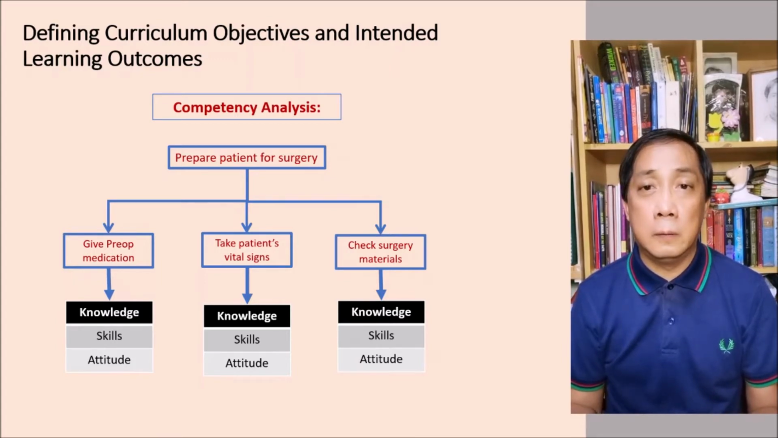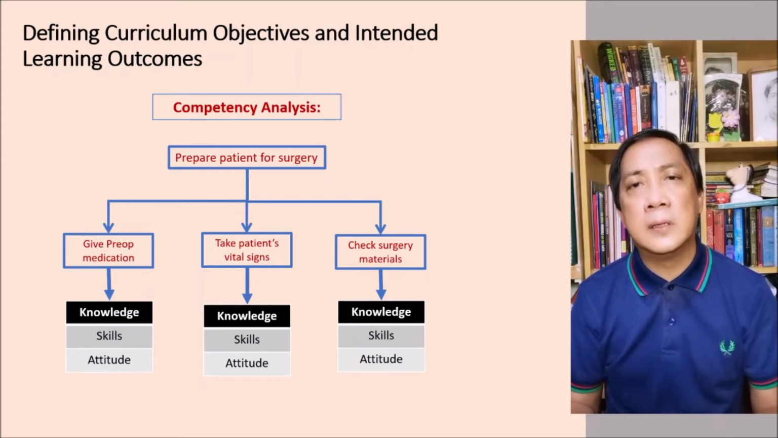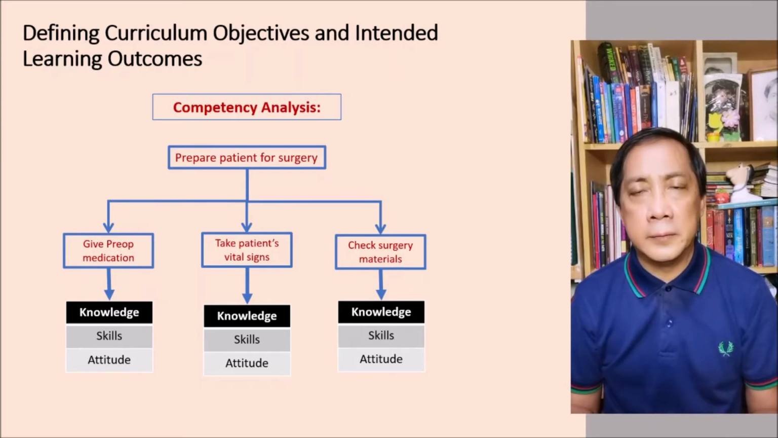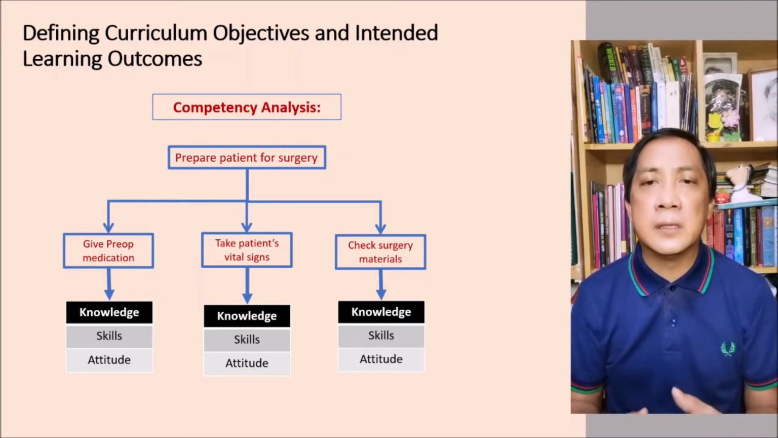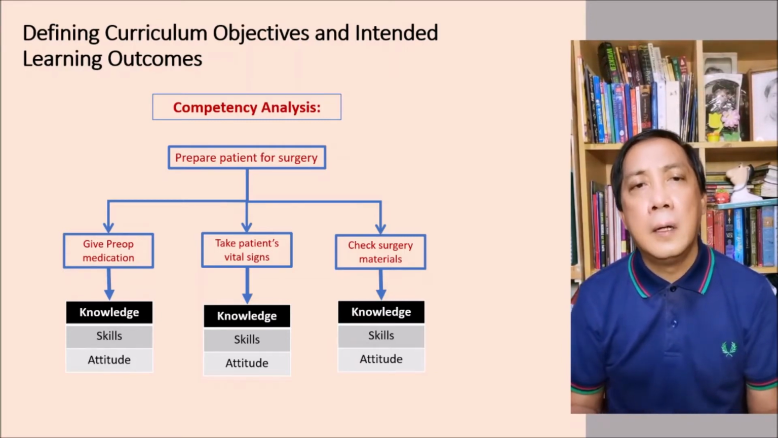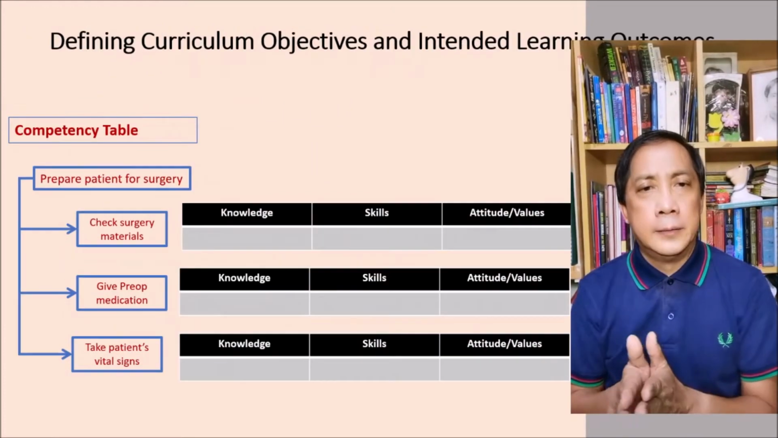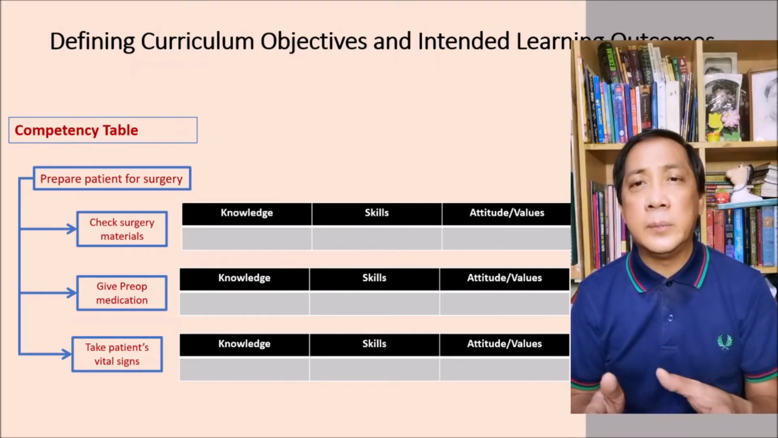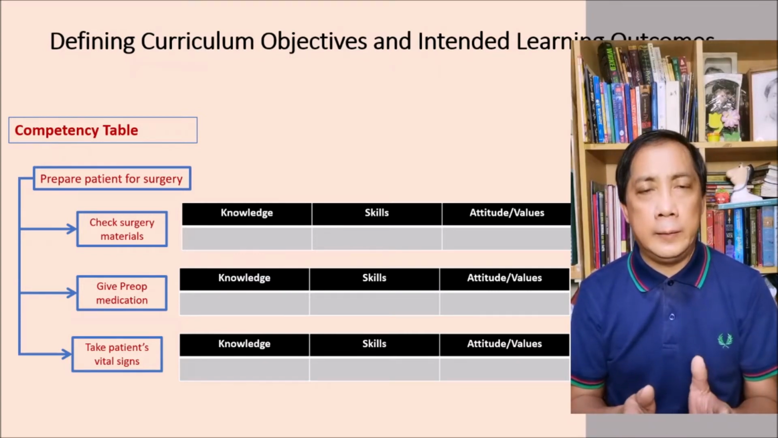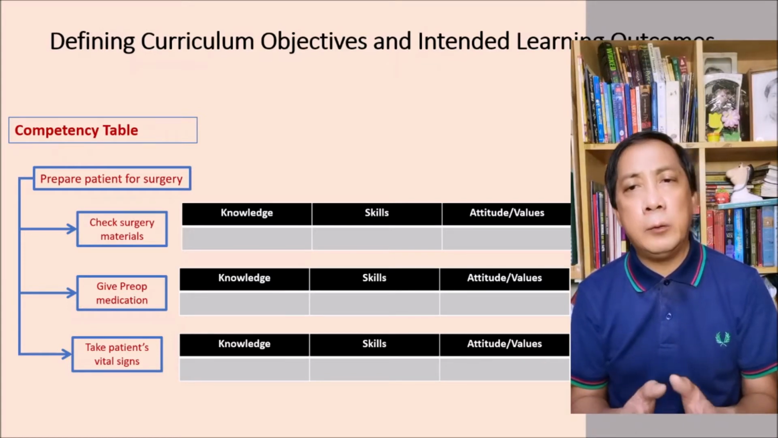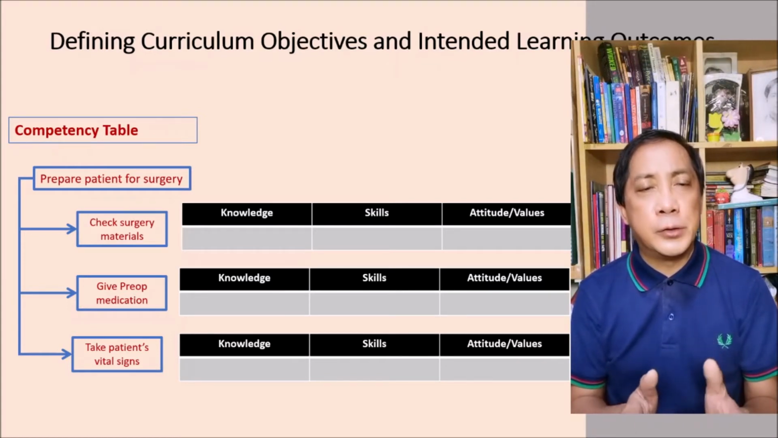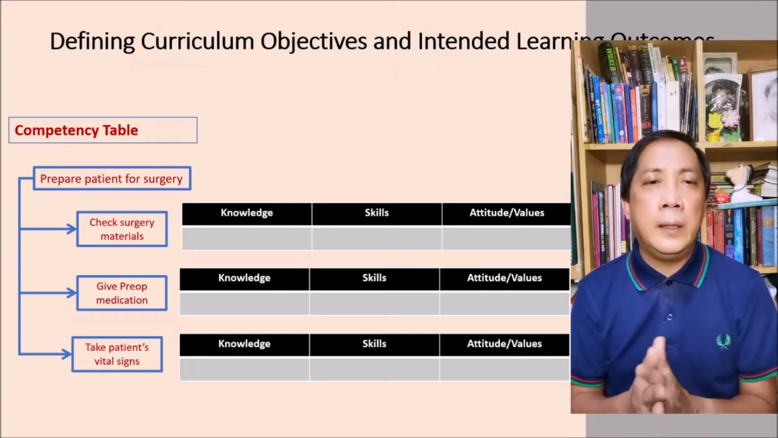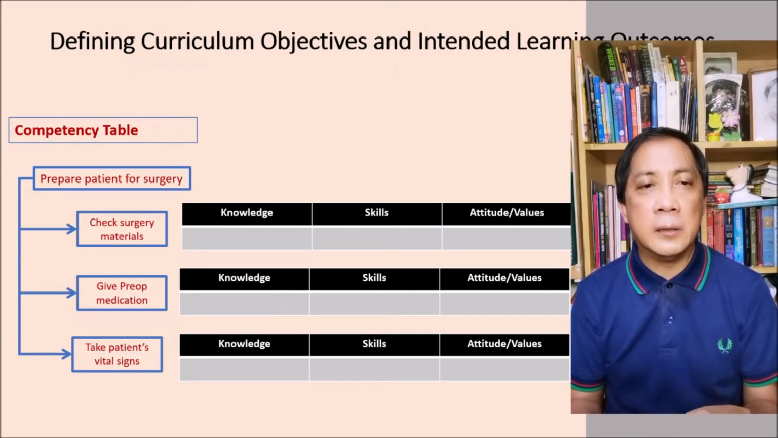And to do that, you need to know the different instruments, how they look, how you prepare them, how you observe proper care, in terms of making sure that the instruments are safe and ready for the performance of surgery. So what will happen is that in this example, the competency analysis can be converted into a competency table, where you have something like what you see now on the screen, where you have a patient, prepare patient for surgery, and the first column will be, one of the tasks will be check surgery materials.